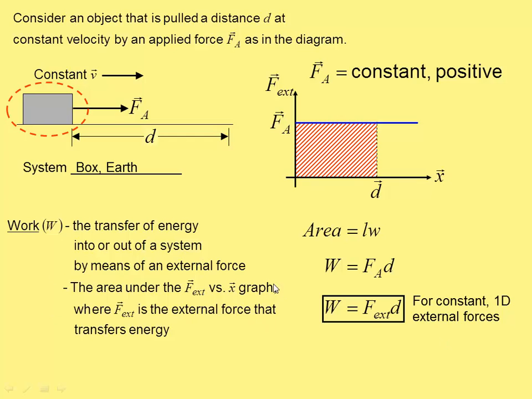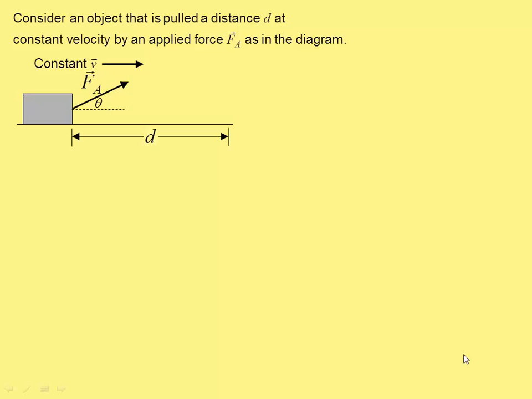Okay? We're still going to use this definition, but we're going to factor in a little bit of trig here. So let's do a little more complex example. Here we have the box being pulled by an applied force at a constant velocity, a distance d, but the applied force is at an angle theta.